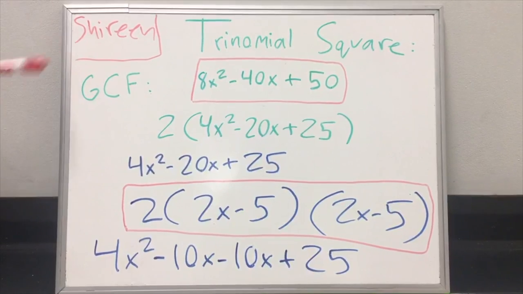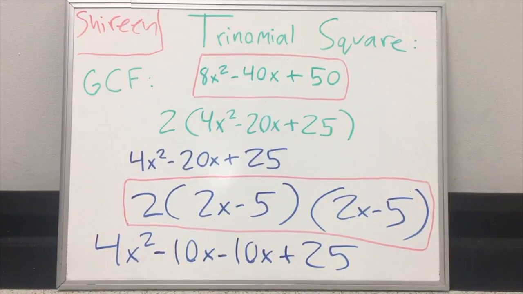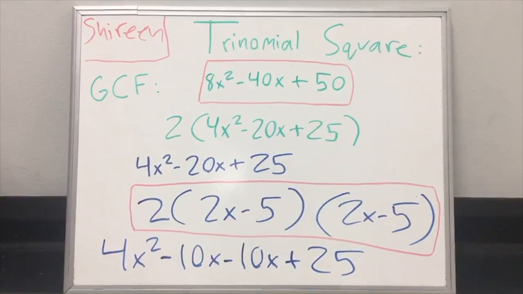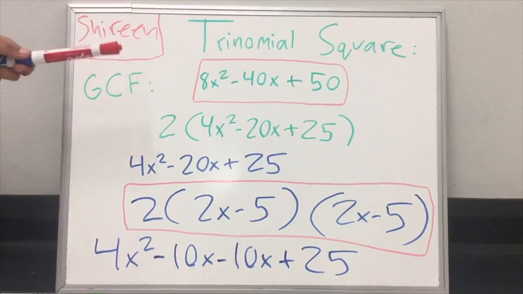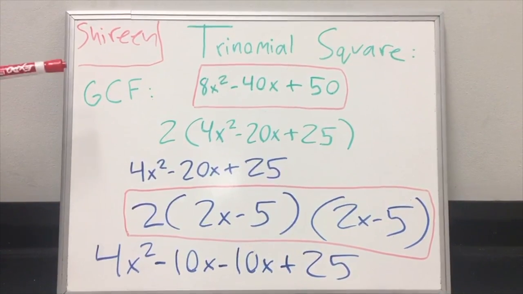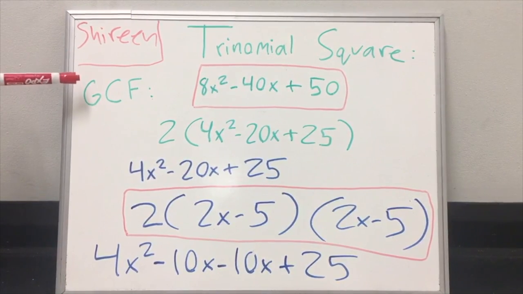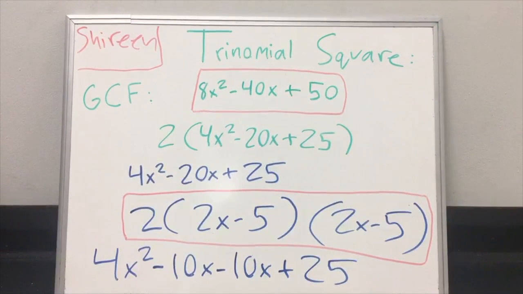My name is Shireen, and today I'm going to be teaching you how to factor a trinomial square. Now when you look at this equation, 8x squared minus 40x plus 50, you might wonder, how is this a trinomial square? 8, 40, and 50 are not perfect squares. Well, in order to find a perfect square, you need to do the GCF. Now all of these numbers, 8, 40, and 50, can be divided by 2.